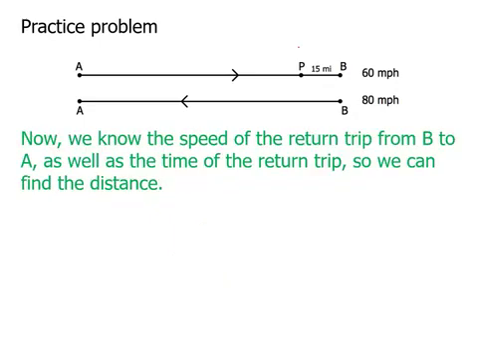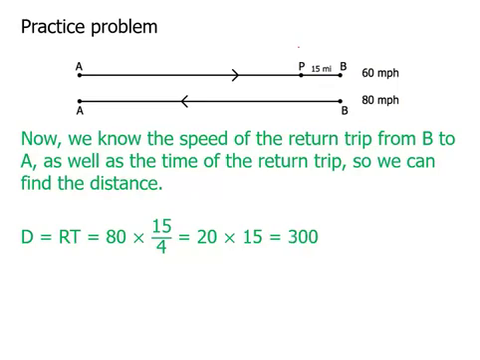Well, now we know the speed as well as the time, so we can figure out the distance. And that distance, of course, is the distance we're looking for, the distance from A to B. So the speed is 80. The time is 15 over 4. Remember the great trick, cancel before you multiply. 80 divided by 4 is 20. 20 times 15, well, 2 times 15 is 30. 20 times 15 is 300. And so that's actually the distance between A and B.